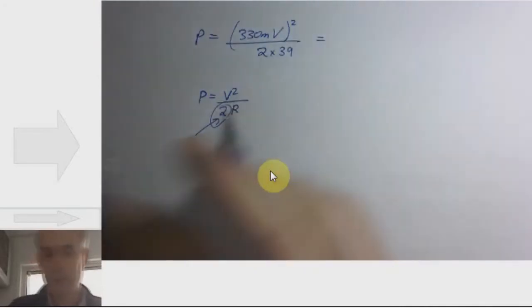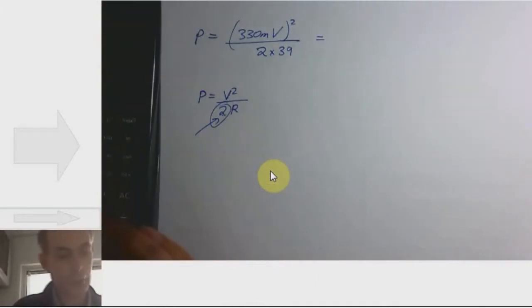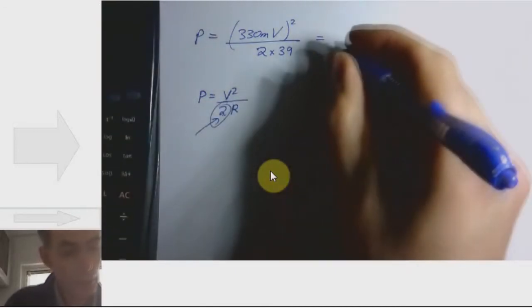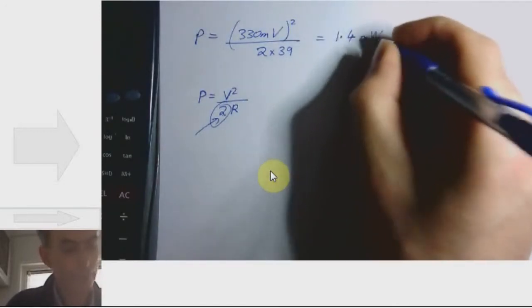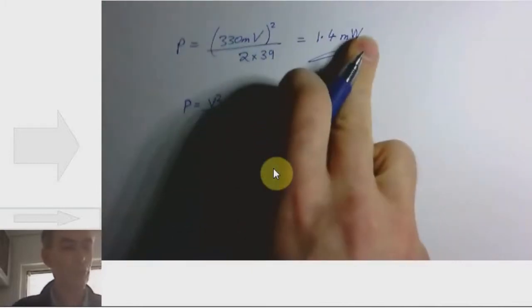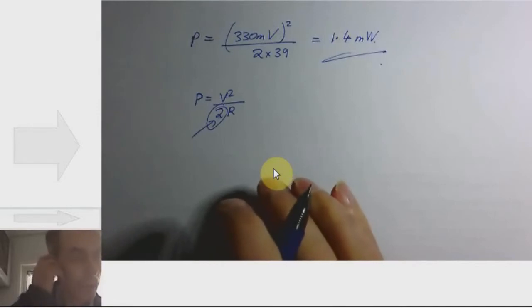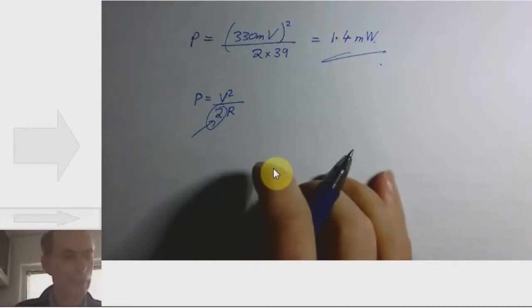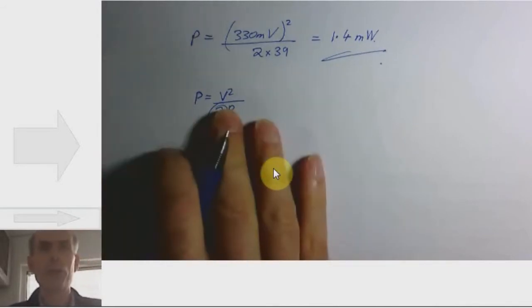So, much simpler problem to do this one. 330 millivolts squared divided by 2 divided by 39 equals 1.4 milliwatts. And it's watts this time because this is a real active power. Energy is actually leaving the circuit. That was straightforward. Okay, on to number 4.